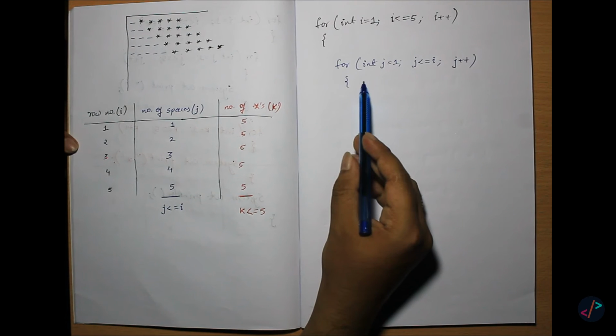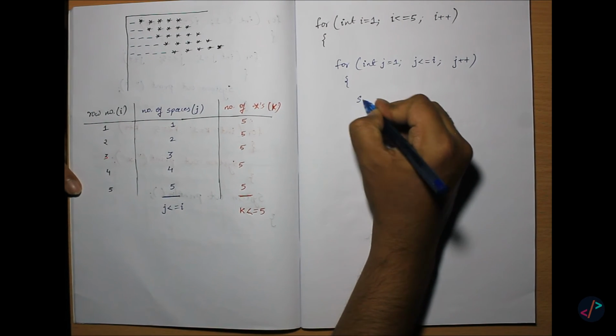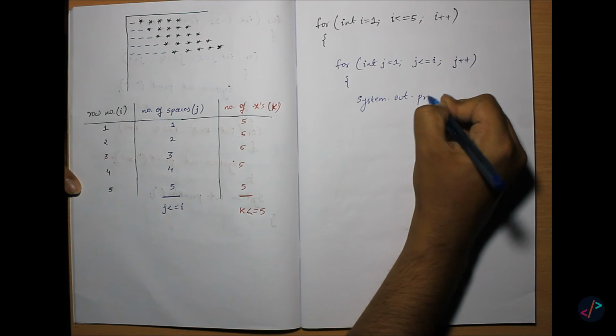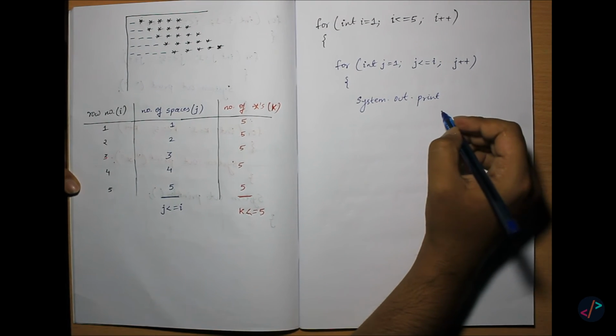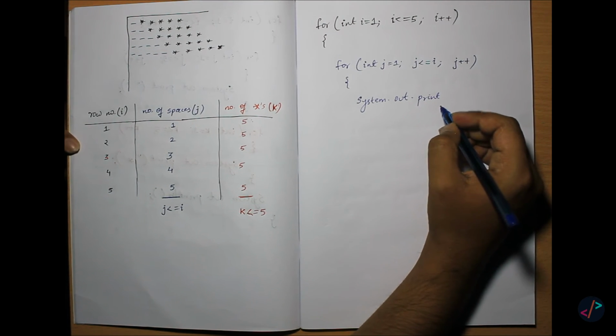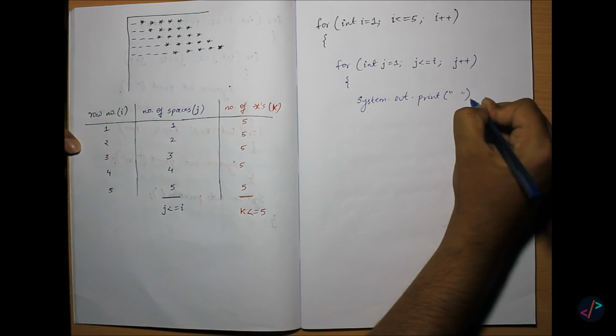Inside this, what do we have to do? What is this J taking care of? It is taking care of spaces. So I will now write system dot out dot print or println. It is print. Why? Because I want the cursor to remain where it is. So I will write print, and print what? I will now print a space.